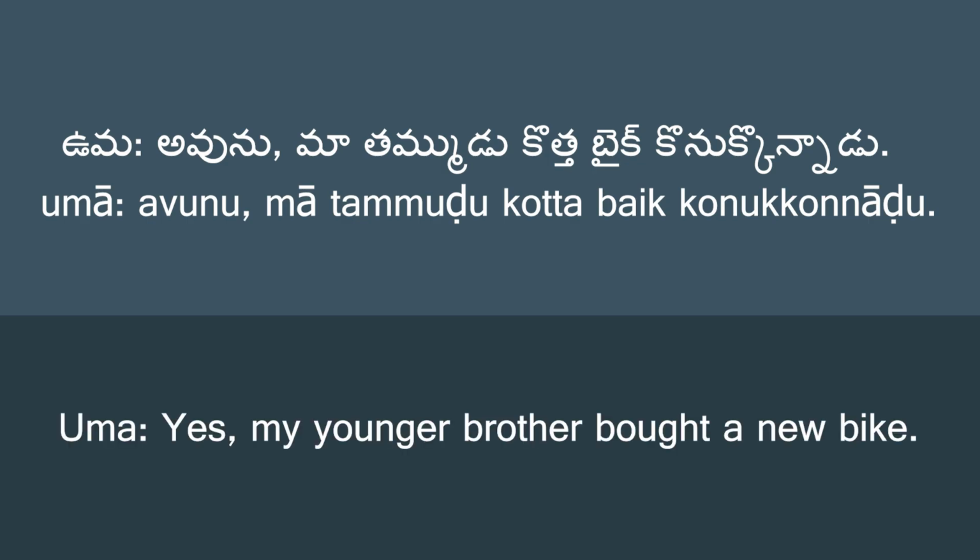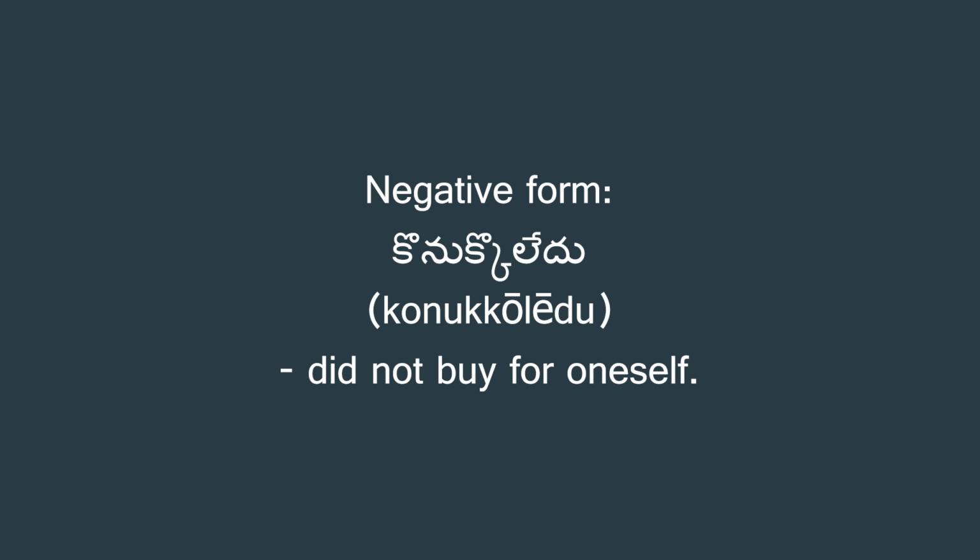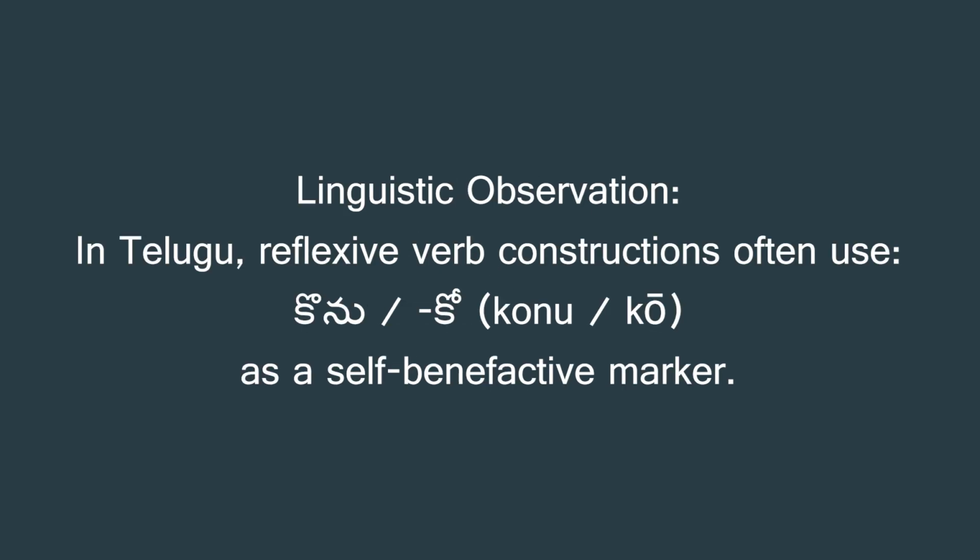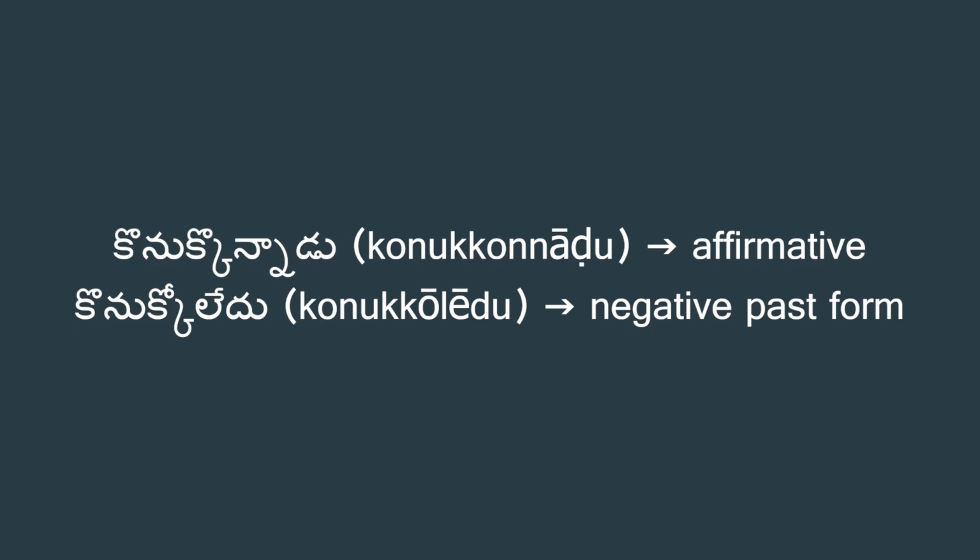Yes, my younger brother bought a new bike. కొనుక్కోలేదు, did not buy for oneself, is the negative form. Linguistic observation is that in Telugu, reflexive verb constructions often use konu or ko as a self-benefactive marker. In negative construction, Telugu generally employs thus konukkonnadu, konukkoledu. This is a characteristic feature of Telugu reflexive verbal morphology.